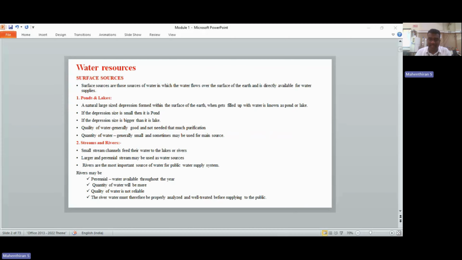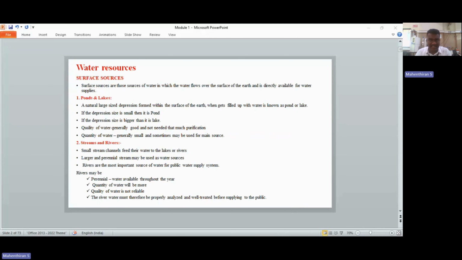Now, let us move to the first type of surface source, that is the ponds and the lakes. It is a natural large size depression formed within the surface of the earth. When it gets filled with water, it is known as the pond or the lake. Now, what is meant by depression? It is a low-lying area in land. When rainwater accumulates in such area, it forms a pond.